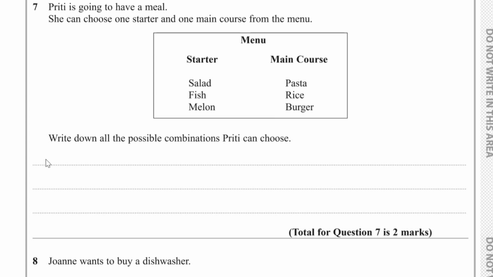Well, we could have salad and pasta, salad and rice, or salad and burger. Or we could have fish and pasta, fish and rice, fish and then burger. Or we could have melon and pasta, melon, rice, melon, burger. Here are all the possible combinations.